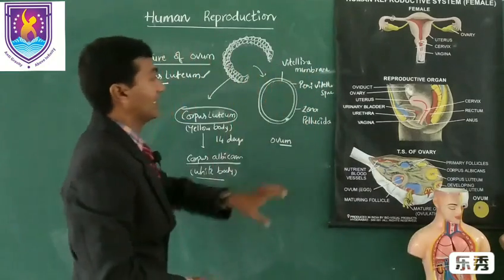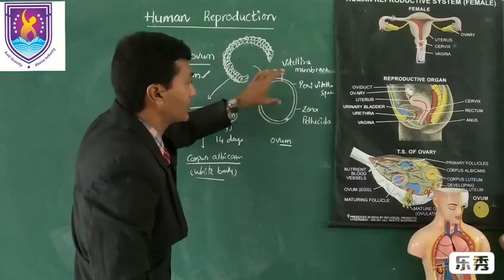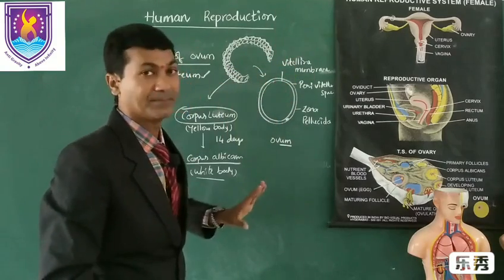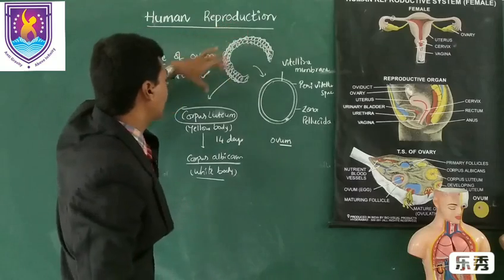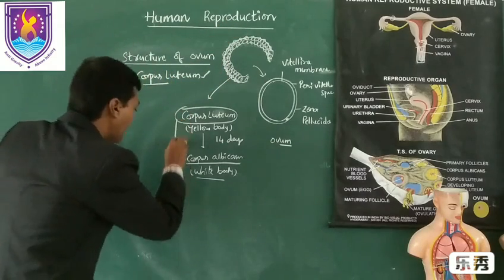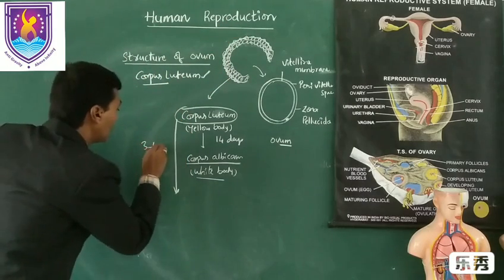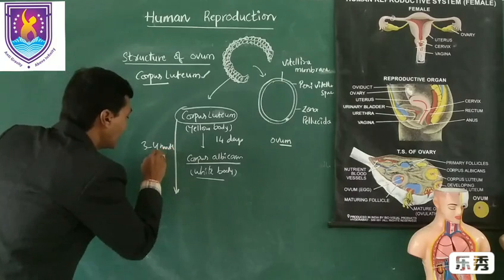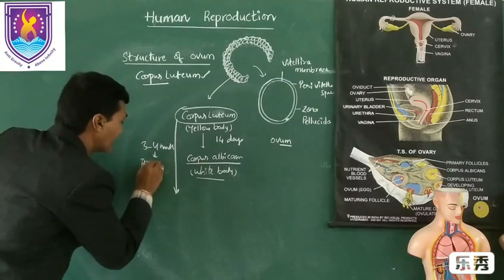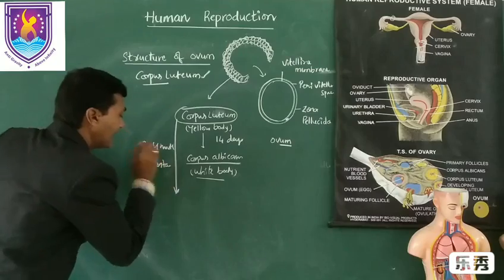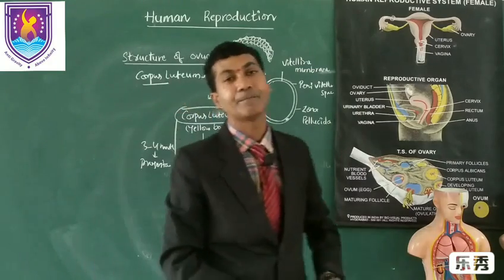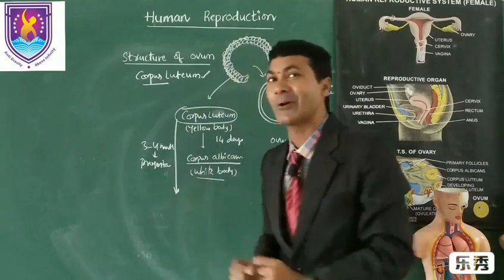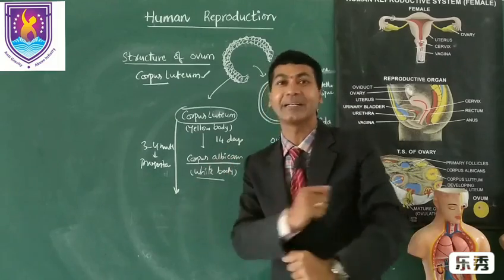If the secondary oocyte is fertilized by the sperm, what happens? The corpus luteum lifetime becomes 3 to 4 months, and during these 3 to 4 months it releases progesterone to maintain pregnancy. So my dear students, that is called the corpus luteum of pregnancy.